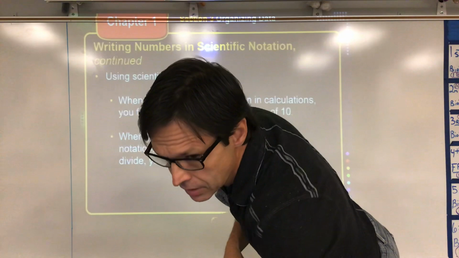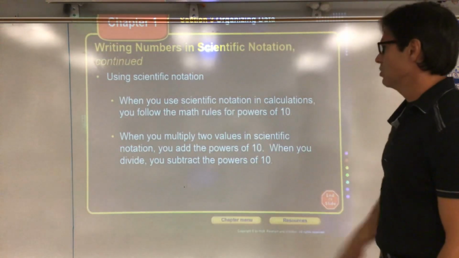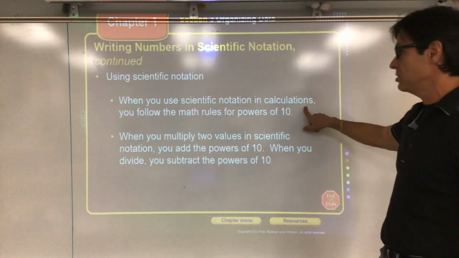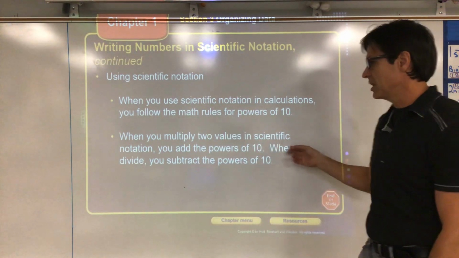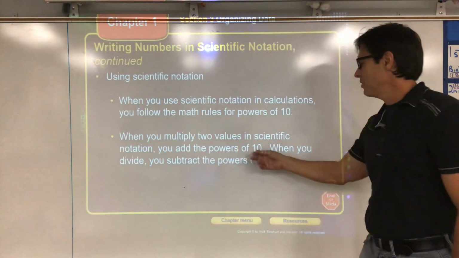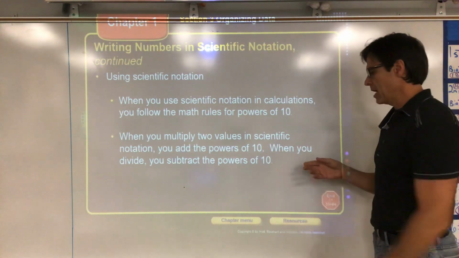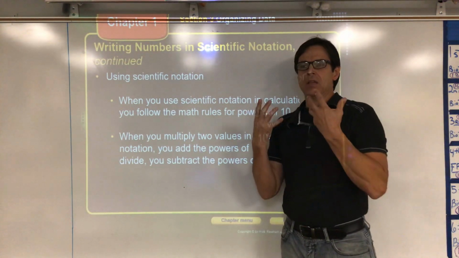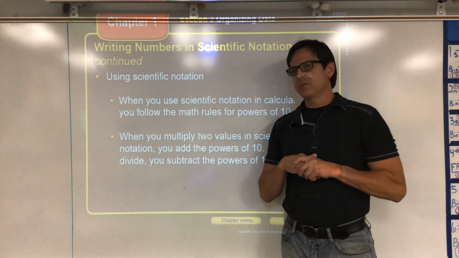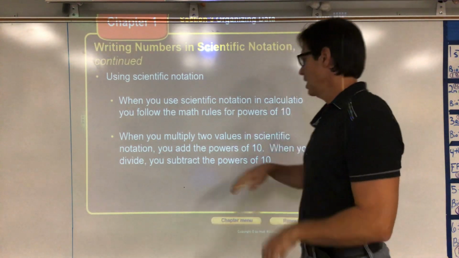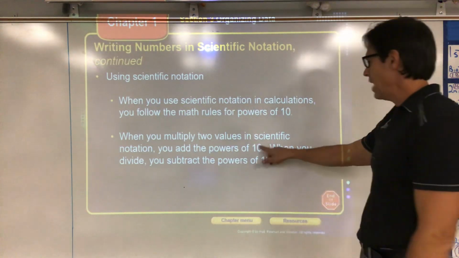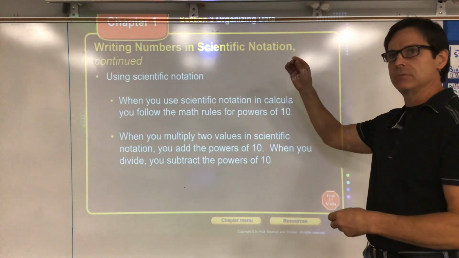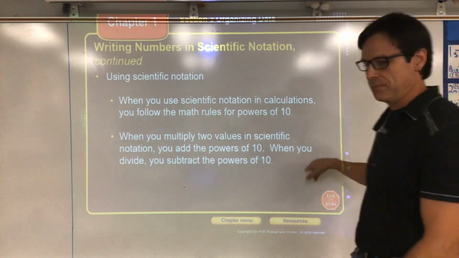All right, so using scientific notation, when do you use scientific notation? In calculations, when you follow the math rules for powers of 10. When you multiply 2 values in scientific notation, you add the powers. Okay? So I'm going to show you the math problem. If I had 4 times 10 to the 4th, times 10 to the 10th, I'm going to add those little exponents up at the top. Add them, right, for the powers of 10.